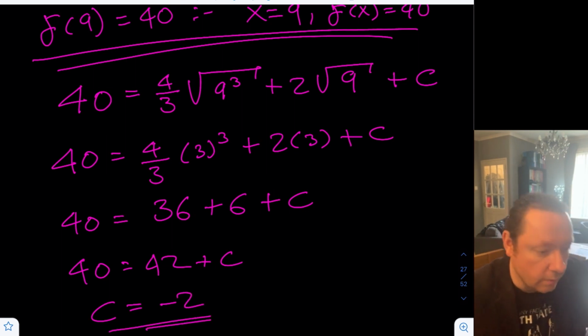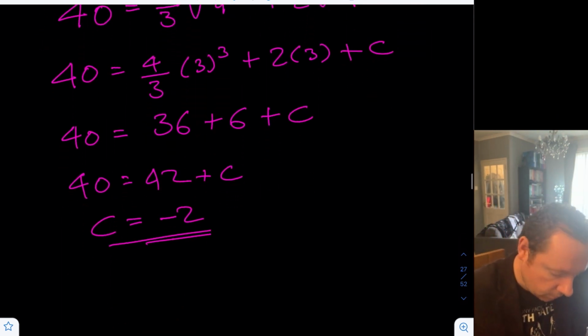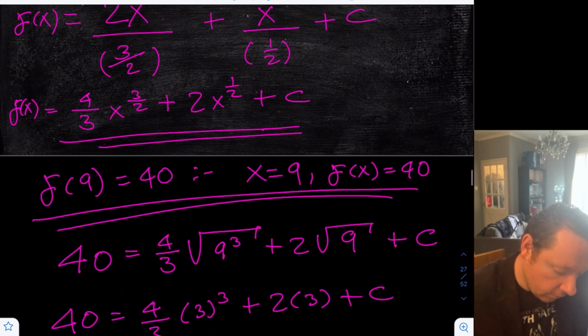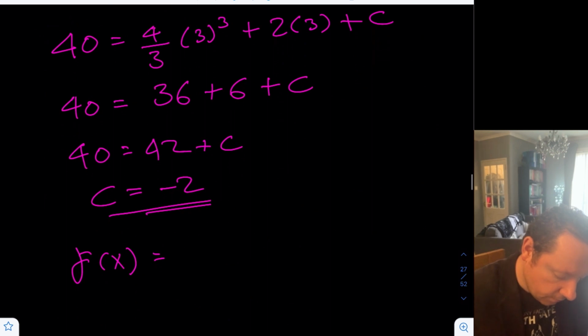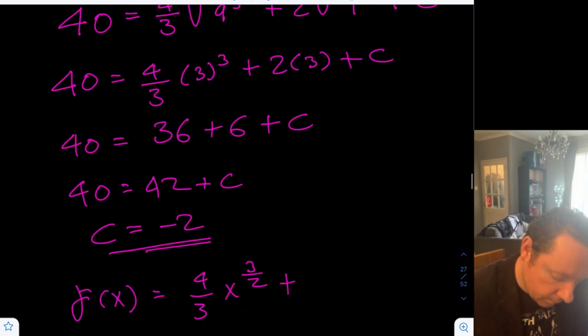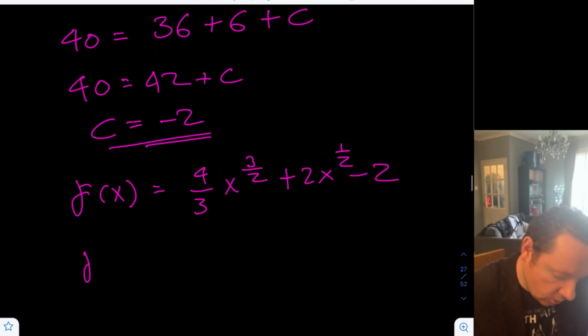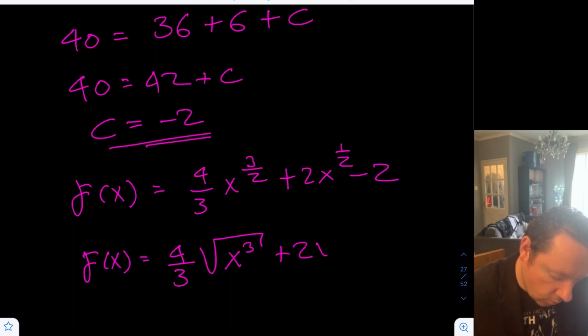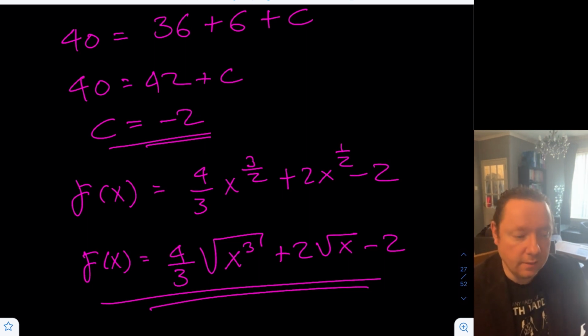So then we can express our f of x. F of x is equal to 4/3 x to the 3 halves plus 2x to the half, and it was plus c, so -2. Or if you've already changed it all, f of x is equal to 4/3 of the square root of x cubed plus 2 times the square root of x minus 2. Either of the options would be fine.